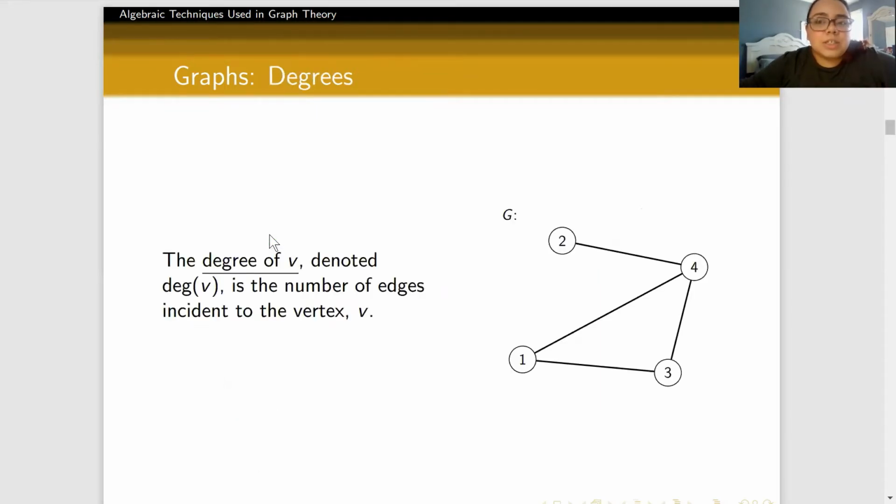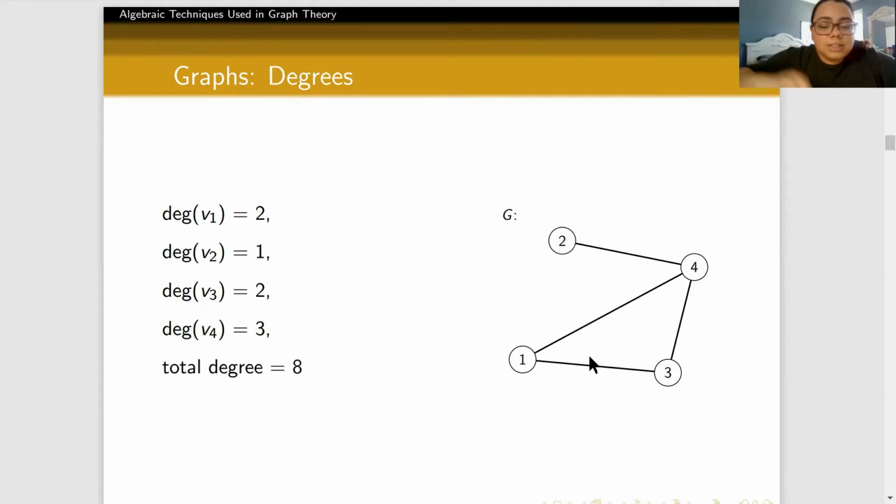So we also need to know the degree of a vertex. The degree is the number of edges that are incident to the vertex. And because this is a simple graph, that's also the number of vertices that are adjacent to it. The degree of vertex 1, we can see that that's 2. The degree of vertex 2 is 1. The degree of vertex 3 is 2. And the degree of vertex 4 is 3. And then the total degree is the sum of the degrees, which is 8.